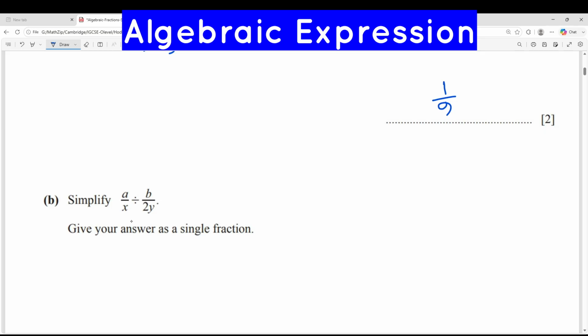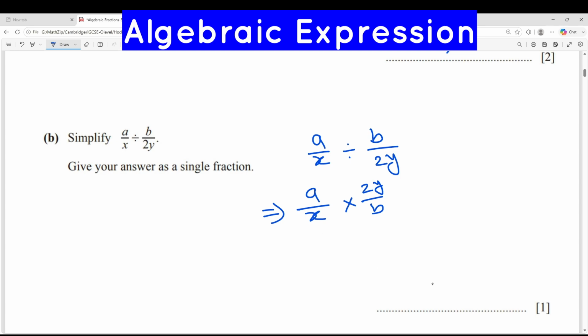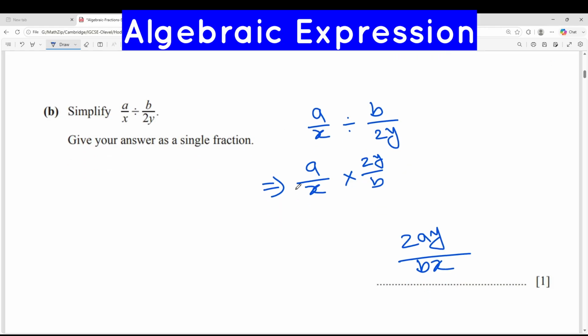Simplify a/x ÷ b/2y. We can write this one like a/x ÷ b/2y. So first fraction will be unchanged and we can multiply. Second fraction will be reciprocal or flip. So 2y/b. And finally our answer will be 2ay/bx. Next question.